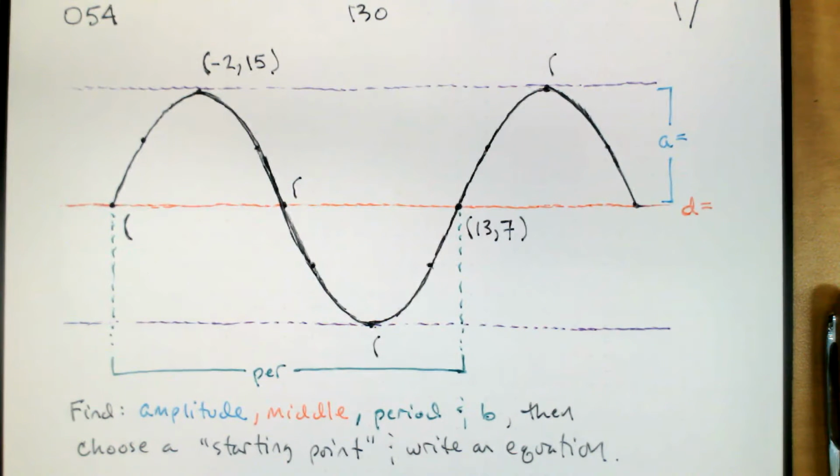Today we're going to start with a problem of finding an equation for a sinusoidal graph. And we're going to see if these 2 points are enough to find the 5 pieces of information we need to write the equation. So pause the video now to try to find those additional points. And then the amplitude, the middle, the period, and the value b that we'll use as a coefficient of x. Choose a starting point and write an equation.